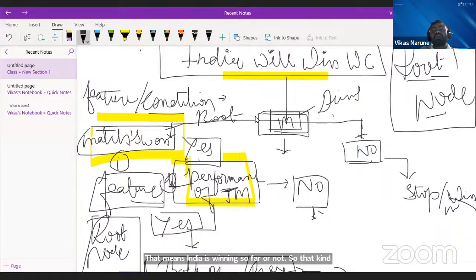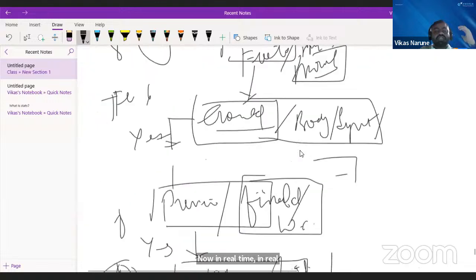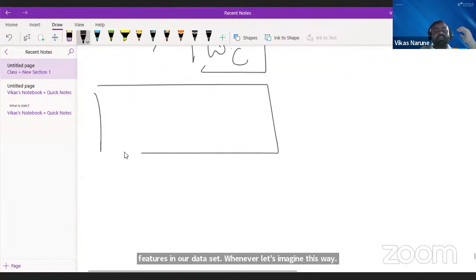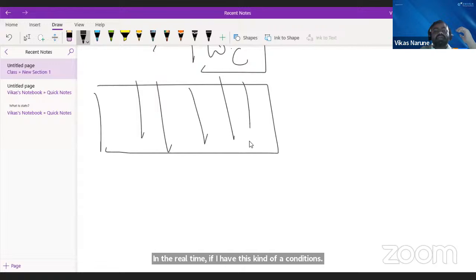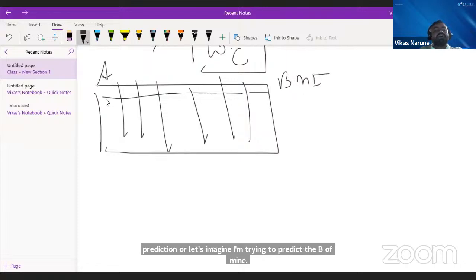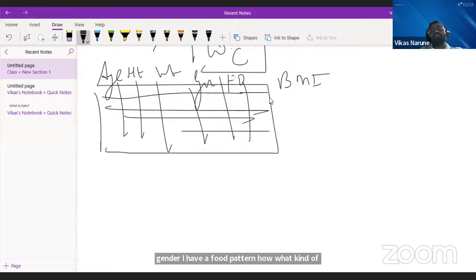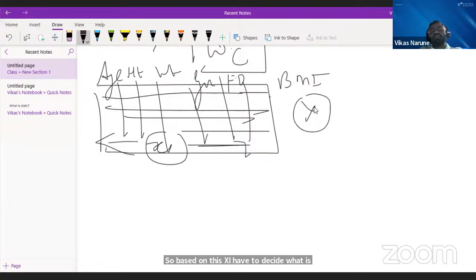We have given importance. Now in real time, when we have multiple features in our data set, let's imagine I'm trying to predict diabetes, or let's imagine I'm trying to predict the BMI. For BMI, I have features like age, height, weight, gender, and food pattern, what kind of food I am eating. All these features will be my X. Based on this X, I have to decide what my BMI number is going to be. BMI number is my prediction.